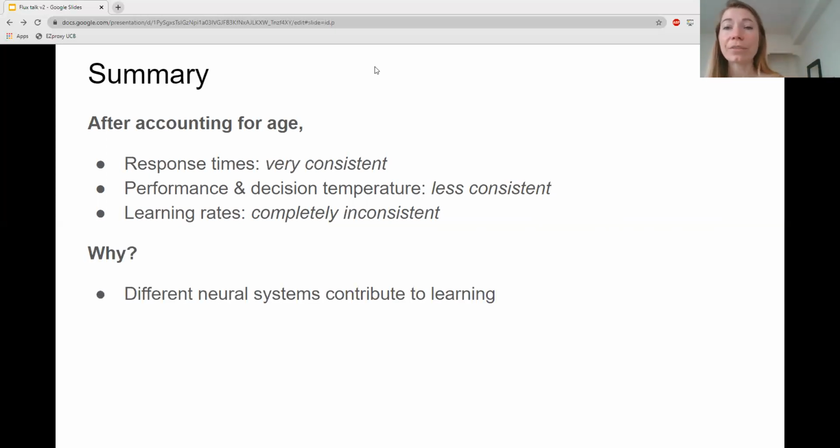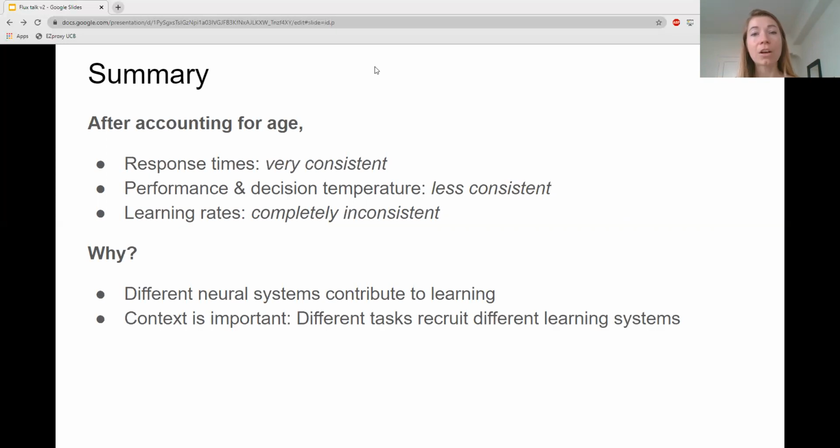Different tasks might recruit different learning systems from each other, but they all get picked up by the same learning rate parameter. In other words, context is crucial for learning. The answer might not be as simple as learning rates increase during development, or even that learning rates for positive feedback develop in this way, and learning rates for negative feedback develop in a different way. The context shapes which of many learning systems we use, and each may develop a little differently.